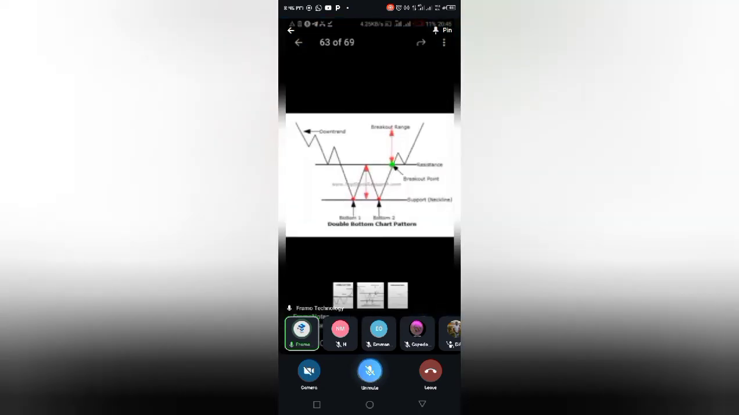If you see this image, it will explain it perfectly. You have a downtrend, you have two troughs, one peak, you have your breakout, resistance, support, then the range where you take your profit.